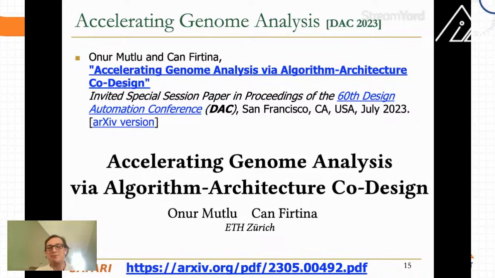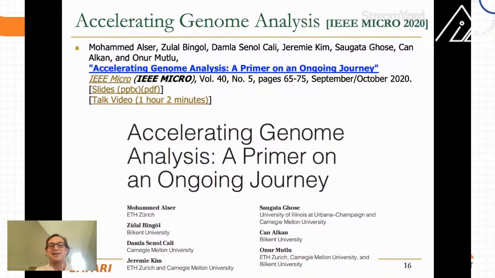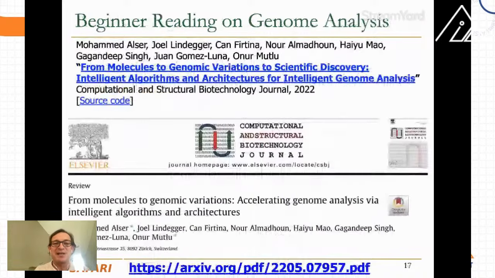Okay, I'm not going to talk a lot more about genome analysis. It's a special topic that my research group works on, and we do a lot of interesting things. I'll refer you to some papers. This is one example paper that summarizes what we have done. This is another example paper that also summarizes what we've done.